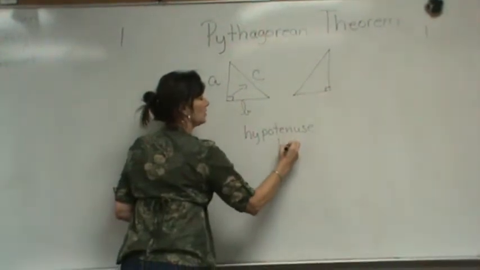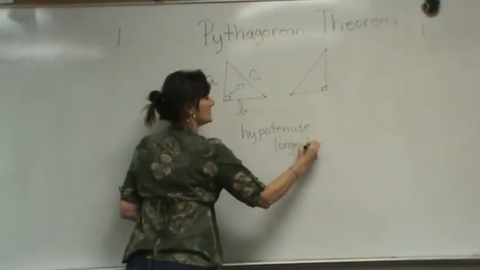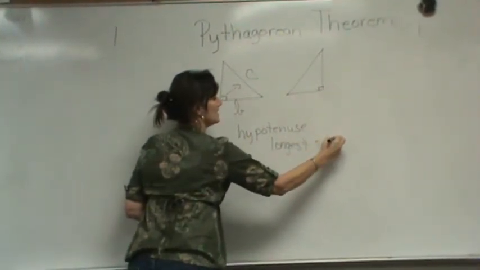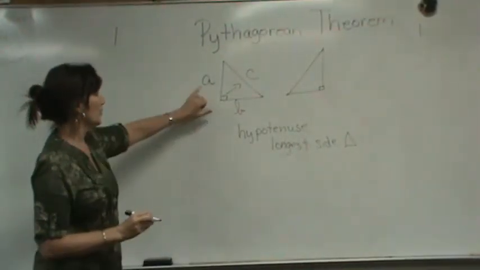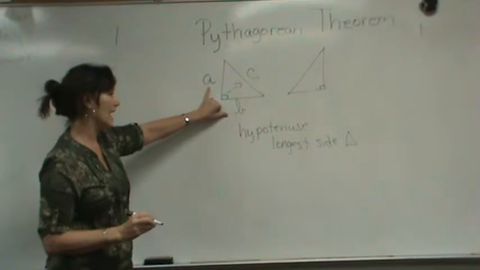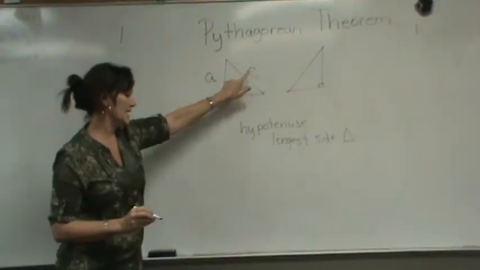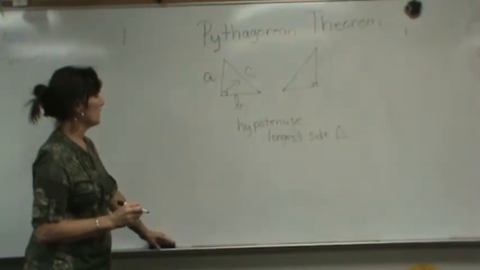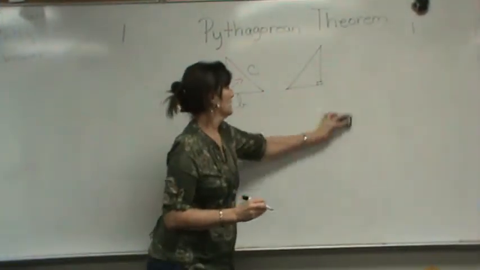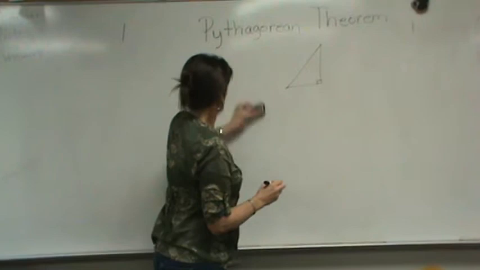He is the longest side of that right triangle. It's important to know it doesn't matter about A or B, but the C always has to be straight across from the right angle. Okay. So we're going to solve some.